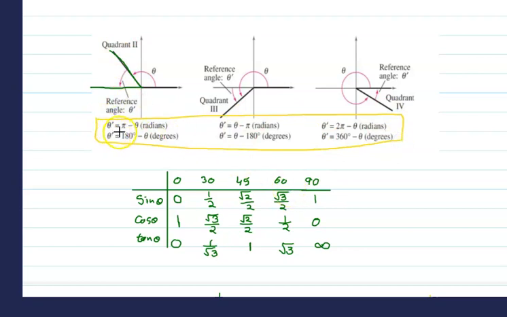For the second quadrant, you use the formula pi minus theta. For the third quadrant, it's theta minus pi. For the fourth quadrant, it's 2 pi minus theta.